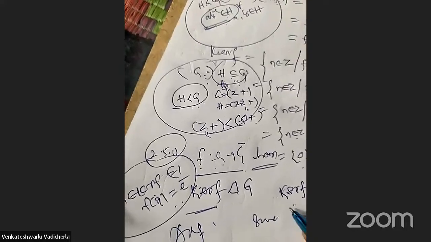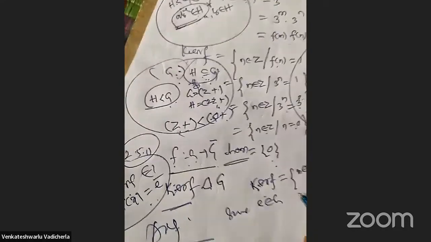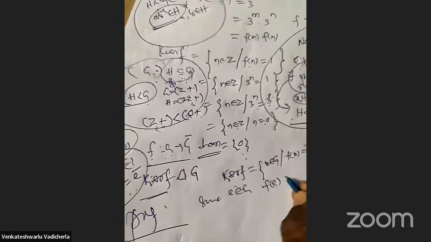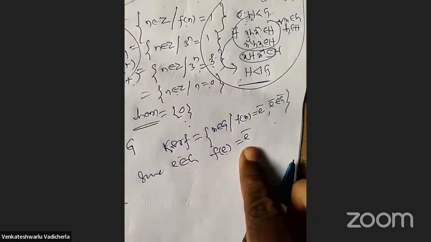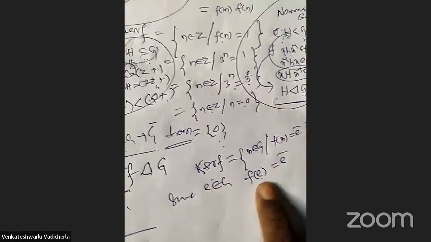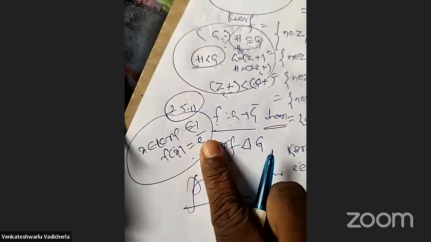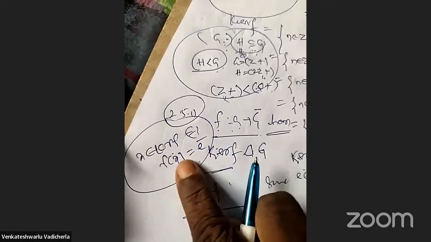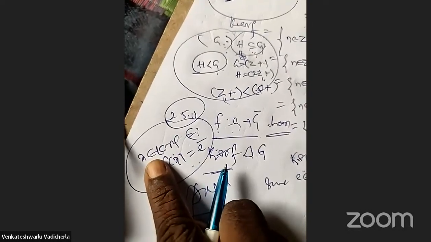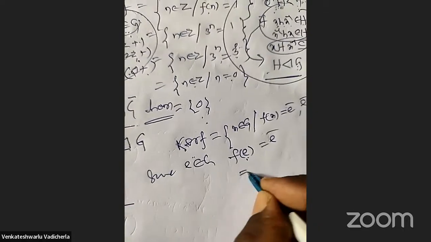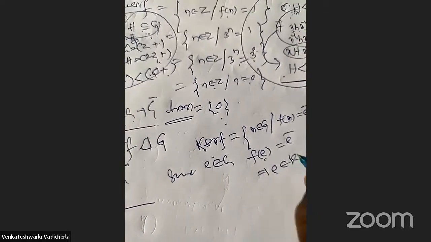F of x is equal to E bar. Since E belongs to G, f of E is equal to E bar. This is the definition, so f of E equals f of x equals E bar. So x belongs to kernel F, and f of E equals E bar. Therefore, E belongs to kernel F.